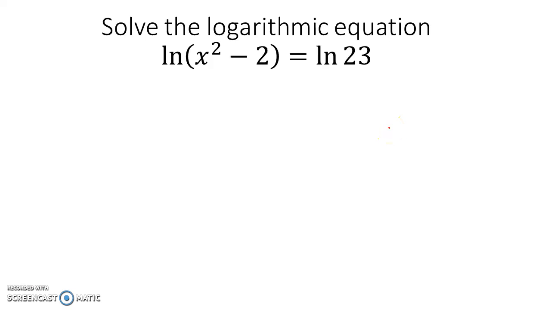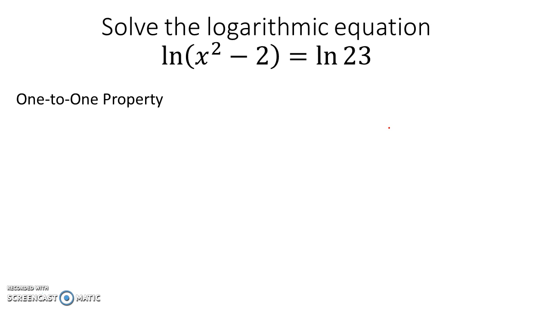All right, in this problem, we are asked to solve the logarithmic equation, the natural log of x squared minus 2 equals the natural log of 23. I'm actually going to work this in a few different ways. The first way I'm going to work this is using what's called the one-to-one property.